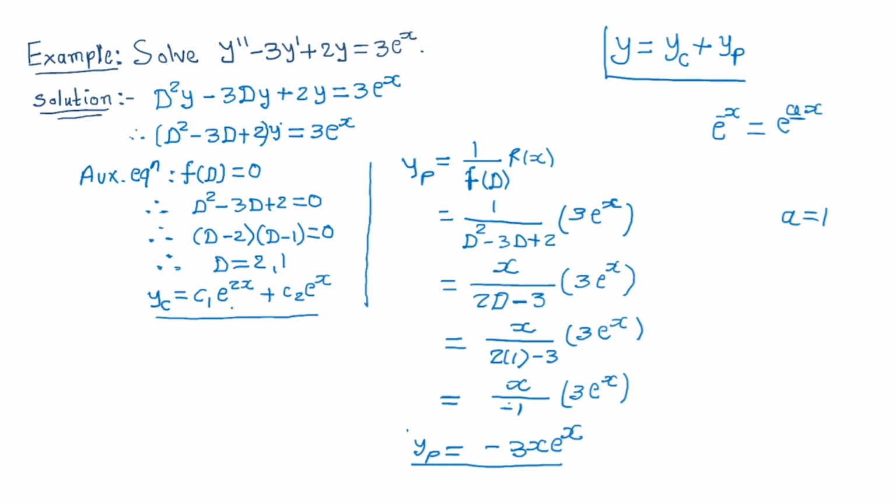So this is my yp, and this is my yc for the given differential equation. The general solution is y equals yc plus yp. So the general solution will be y equals c1 e raised to 2x plus c2 e raised to x minus 3x e raised to x.